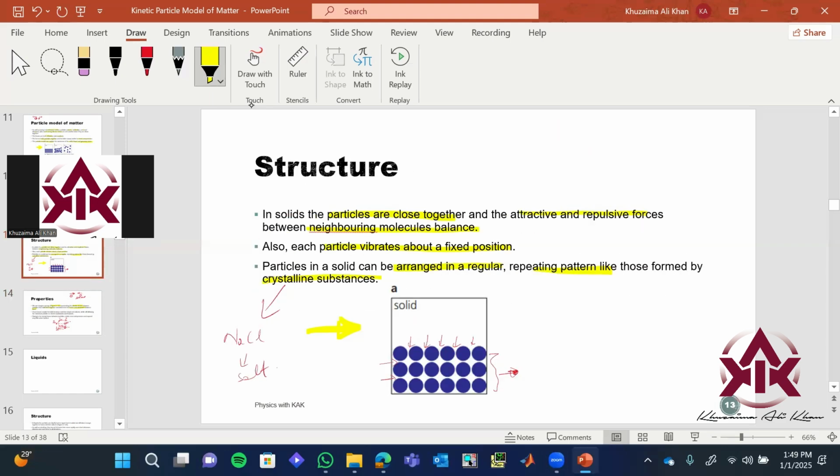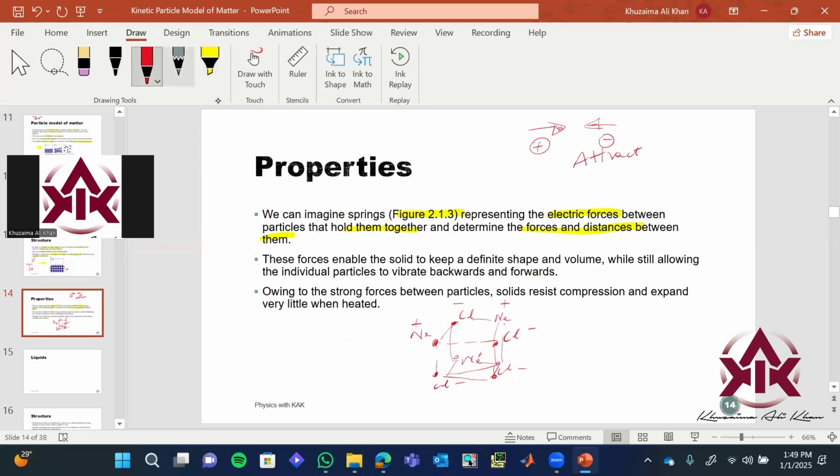Because of ions. You might have heard the term ions, right? Ions are basically charged atoms. You can see over here that sodium has a positive charge and chlorine has a charge of -1. These are called ions. So these cause the electric force to exist, and these keep them together. These forces enable the solid to keep a definite shape and volume. Okay, that is the point.